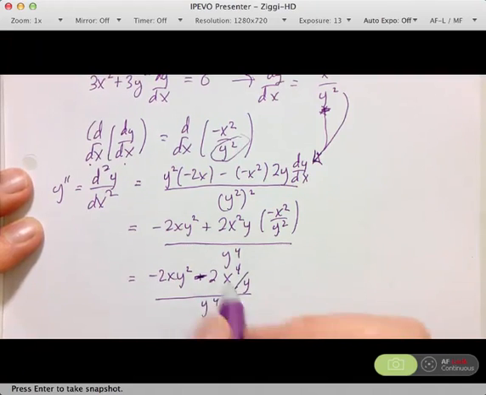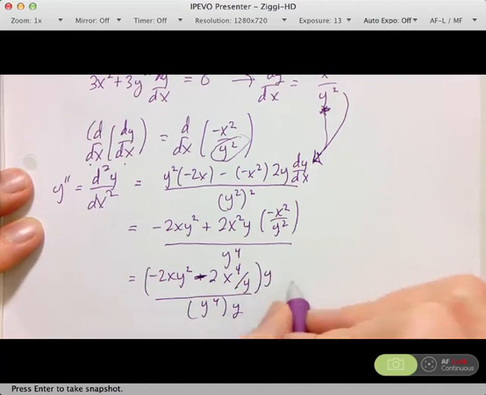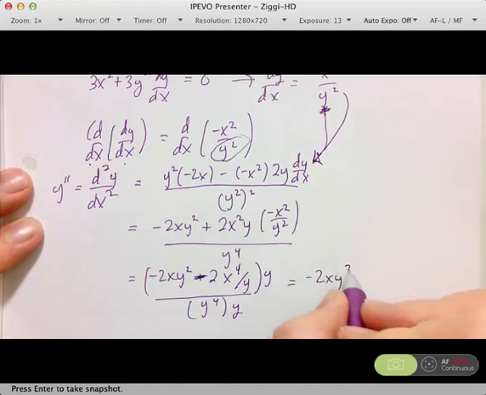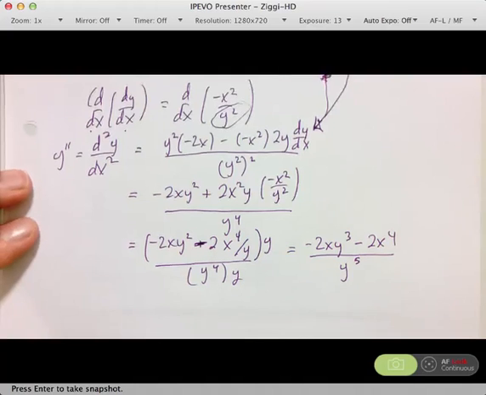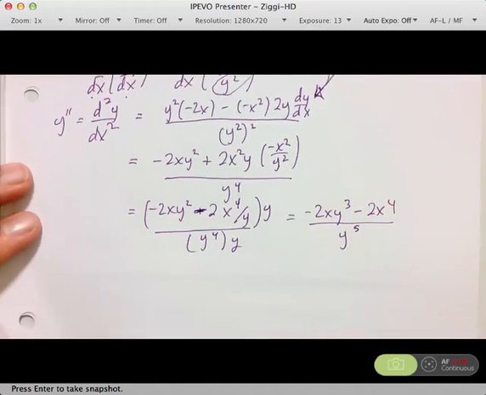Okay. I can get a common denominator up here, or I can use this trick. I'm going to multiply the top and the bottom by the same number, and that'll clear out this y. So I get now, distributing that y through, minus 2xy cubed minus 2x to the fourth over y to the fifth power. Right? That is not the answer you would likely see in the back of a textbook. So let's keep going here.